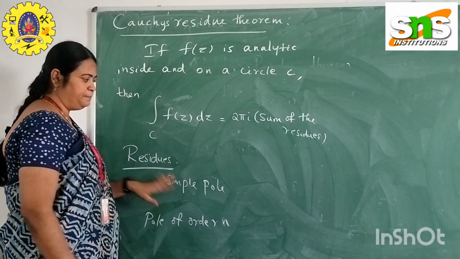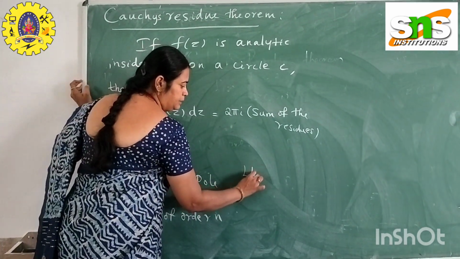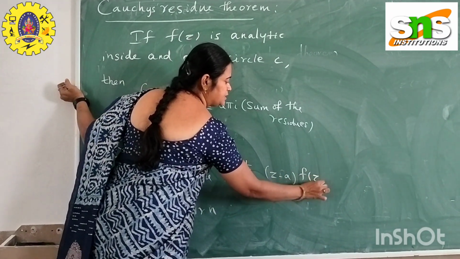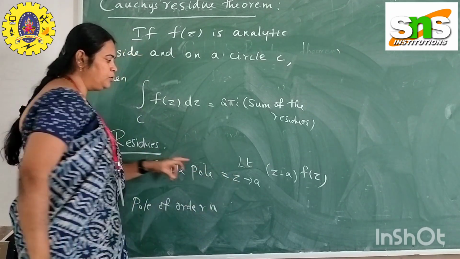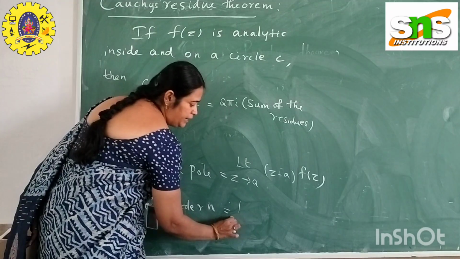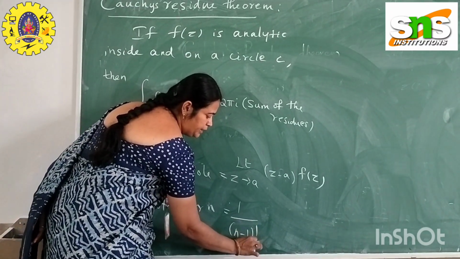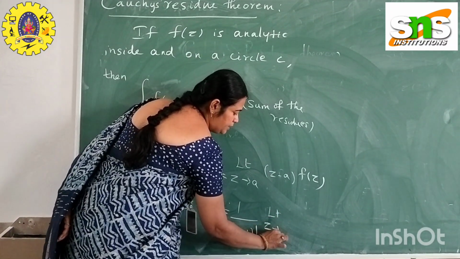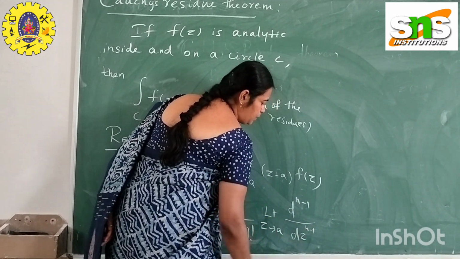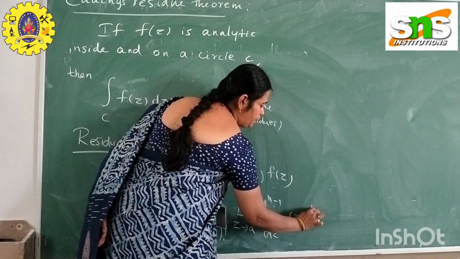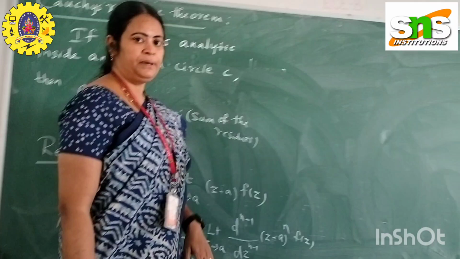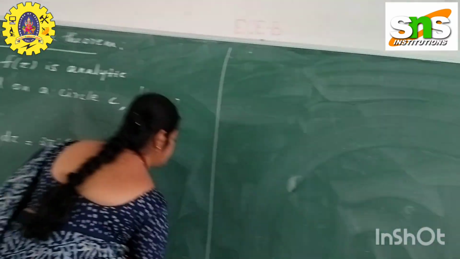For a simple pole, the formula is the limit as z tends to a of z minus a into f of z. And for a pole of order n, the formula is 1 by (n minus 1) factorial, limit z tends to a, d power n minus 1 by dz power n minus 1 of (z minus a) whole power n into f of z. So let me take an example. Through an example I will show you the problem.